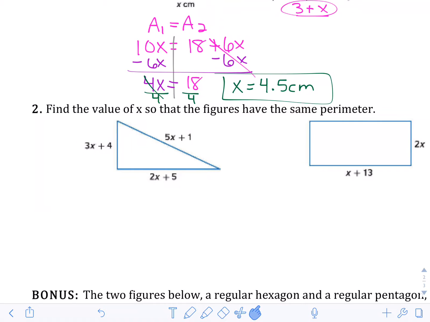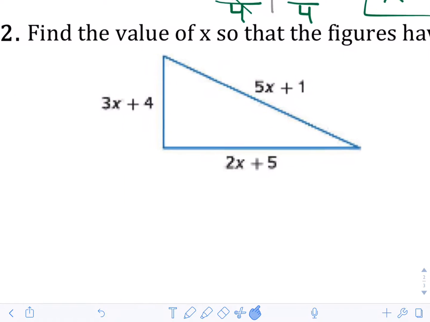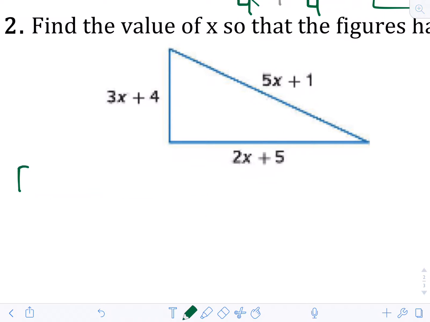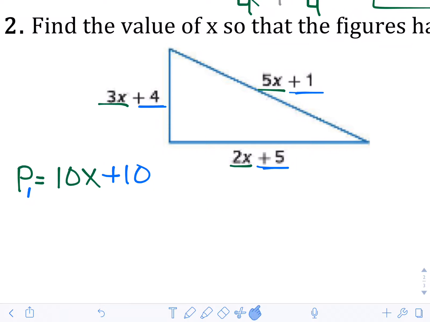Find the value of x so that the figures have the same perimeter. So to find the perimeter of this first one, I'm going to add up all my x's. So 3 plus 2 is 5, 5 plus 5 is 10. And then I'm going to add up all of my constants. So I have 4 plus 5 is 9, 9 plus 1 is 10. So there's the perimeter of my first figure.